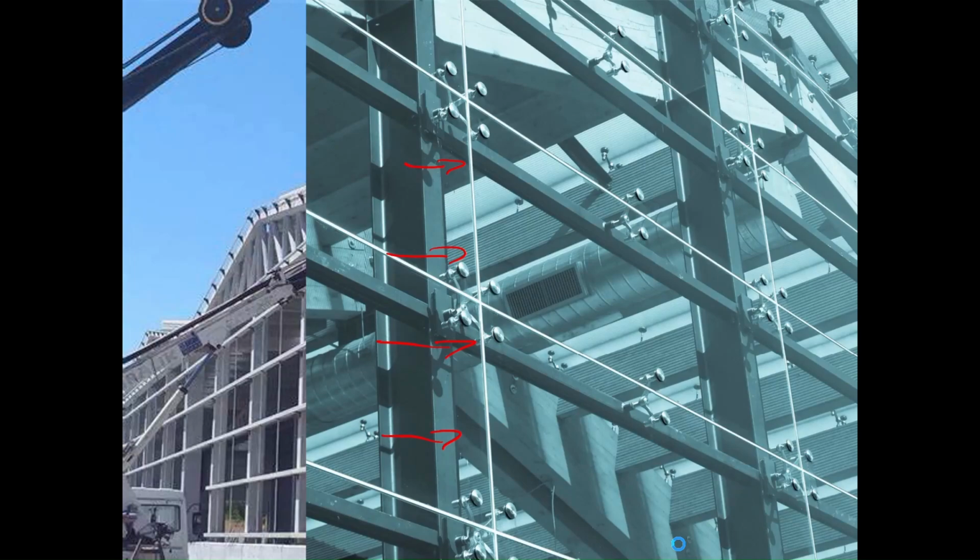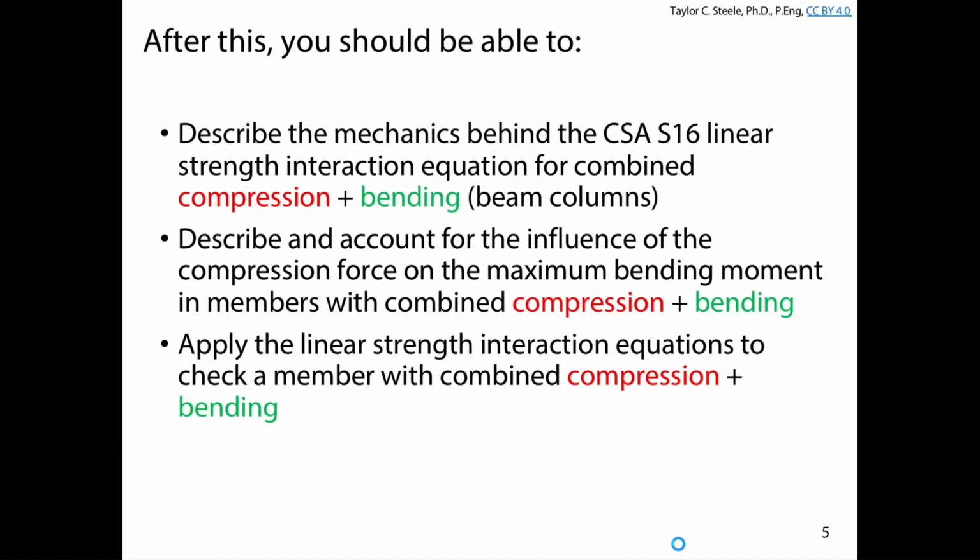Another similar case here, we've got another cladding support system. We've got point loads coming in wherever we've got these little brackets. Again, these columns are supporting loads from the roof as well as transverse loads causing bending. And we're going to look at an example today of how we might consider the strength of a member carrying those kinds of loads. After this morning, you should be able to describe the mechanics behind the linear strength interaction equations for combined compression and bending, and describe and account for the influence of compression on the maximum bending moment in members with compression and bending. That's something we're going to bring up today. This point has everything to do with the U1X and U1Y values that we're going to be talking about.